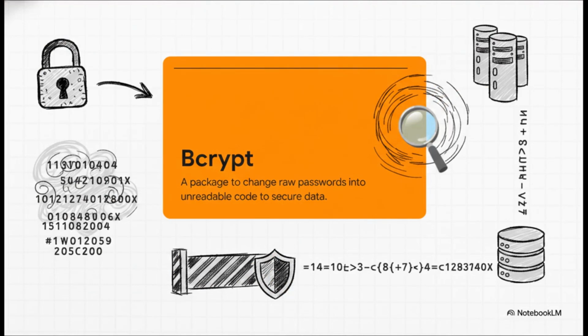To fix our plain text nightmare, we're going to install an NPM package that basically acts as our ultimate defender. Bcrypt is a package used to change a raw password into unreadable binary or hexadecimal code to secure user data. Its entire job is to intercept our vulnerable password in the code, mutate it, and turn it into complete gibberish before it ever even has the chance to hit the database.